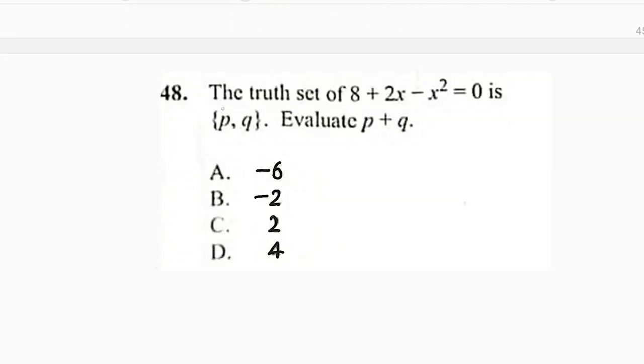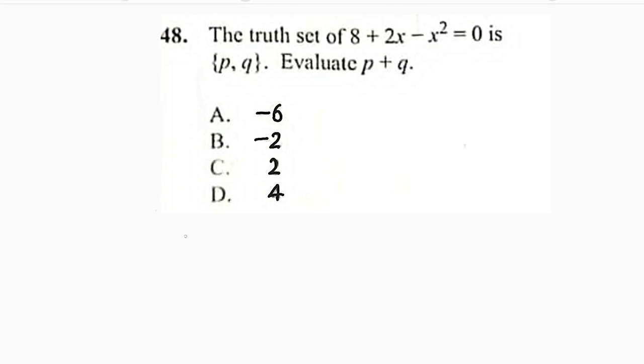Let us move on to question number 48. Question number 48 reads, the truth set of 8 plus 2x minus x squared equal to 0 is p, q. So we have two values, and you should expect two values as always. Whenever you solve a quadratic equation, you should expect two solutions. We are asked to evaluate p plus q. P and q are nothing but the roots of the equation.